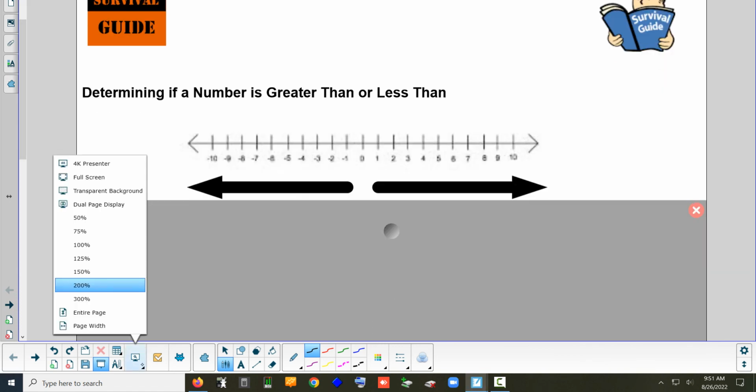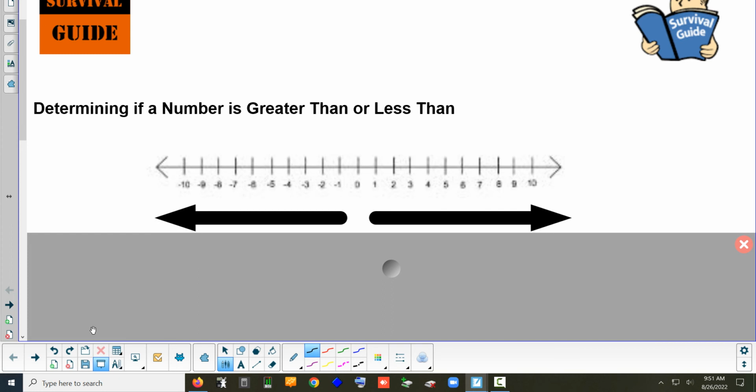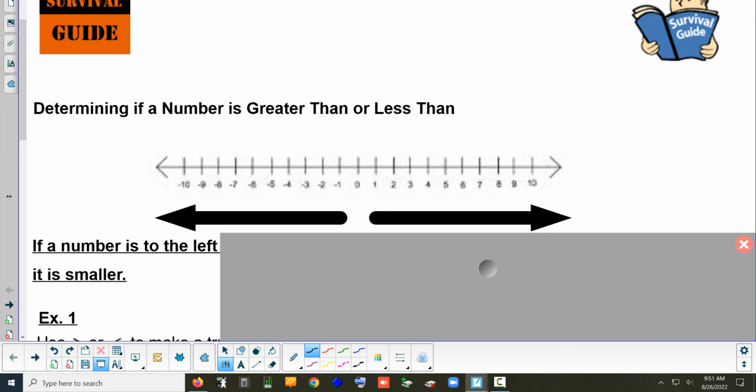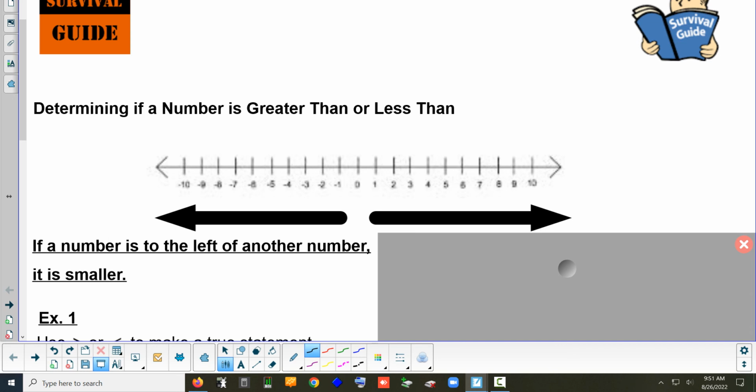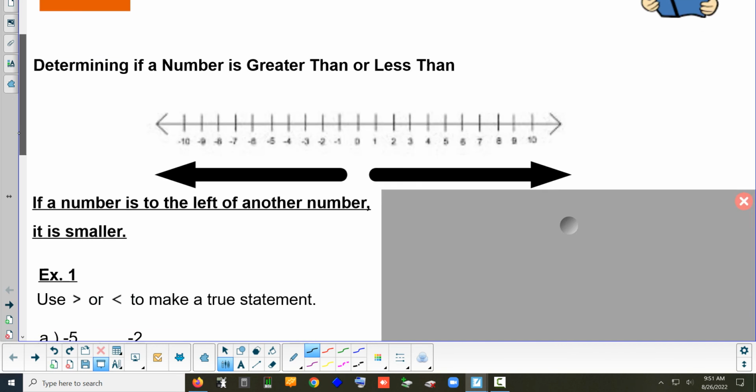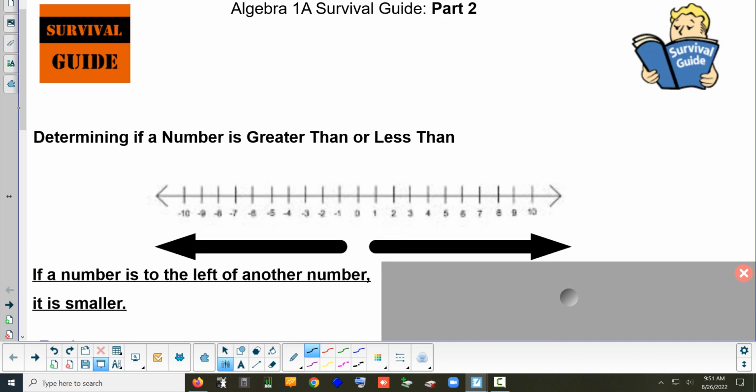So on your guided notes, you should have a spot right below the two black arrows. And the first one, on the left, you can put down: if a number is to the left of another number, then it is smaller. So if you look at a number on the number line, and it is to the left of another number, then it's smaller.